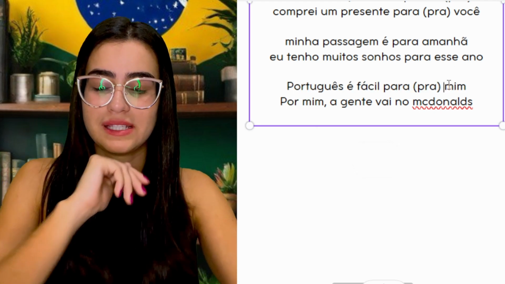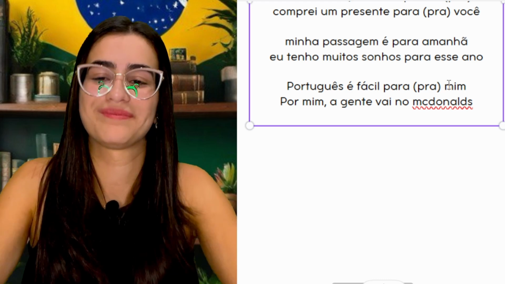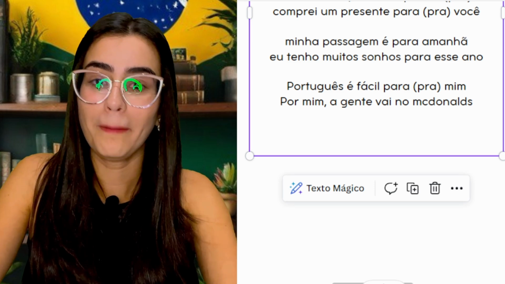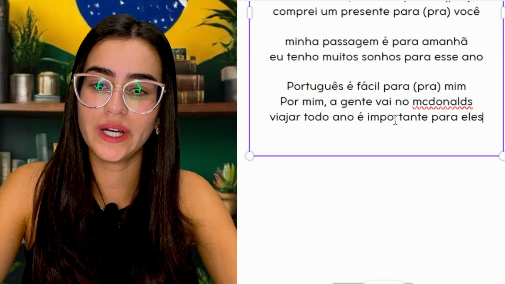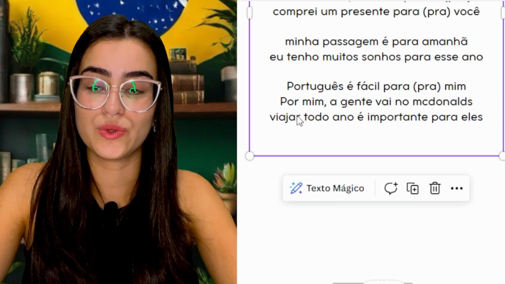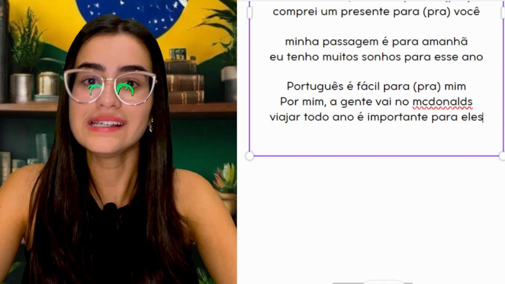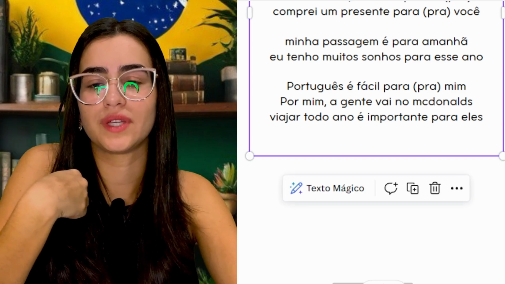And pra mim, it's something easy for you. Not for everyone, but for you, pra mim, okay? Viajar todo ano é importante para eles. So one more example. Viajar todo ano é importante para eles. So traveling every year is important for them. Para eles, for them, maybe not for me, okay?